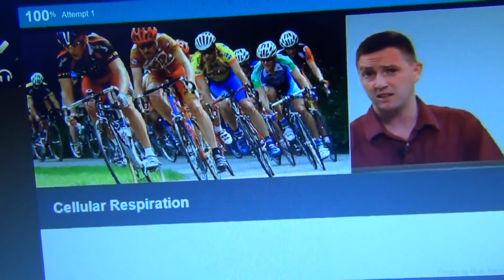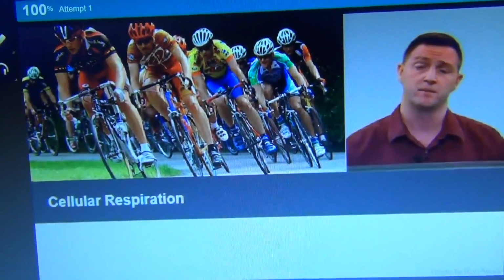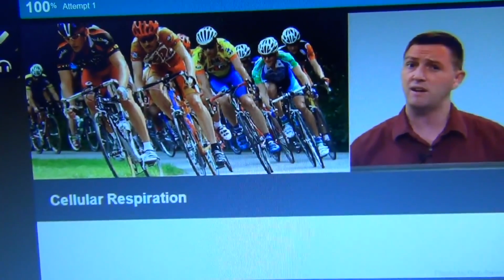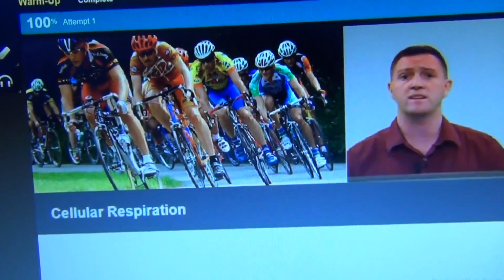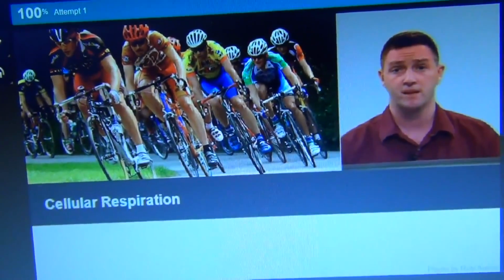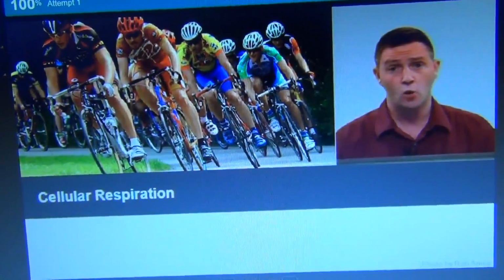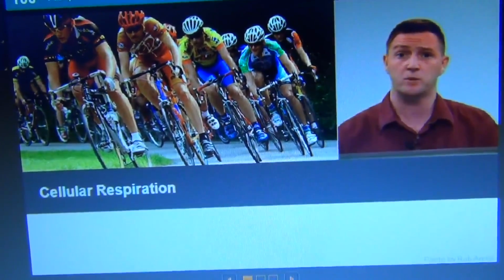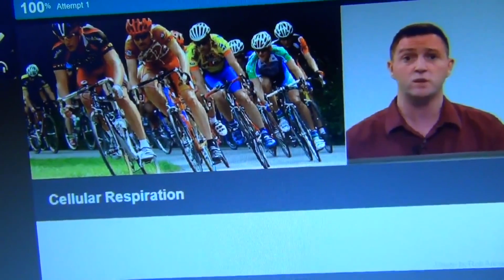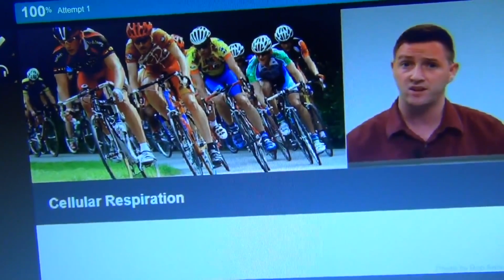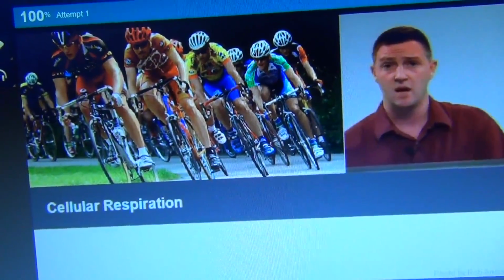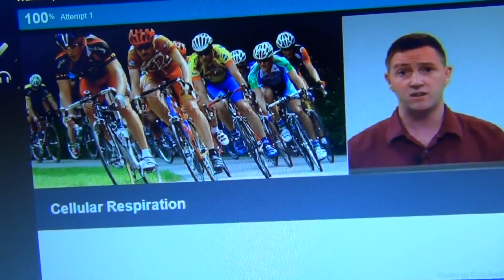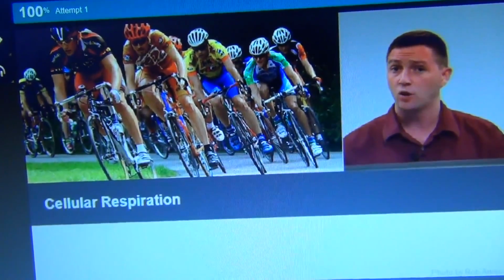As we begin, I'd like you to consider this picture that we see. Cycling requires a lot of energy, but where does that energy come from? That's the focus of this lesson. We're going to take a look at cellular respiration and how it provides us with the energy that we in all cellular life need to live. But before we get into that, let's take a look at what types of activities require energy.